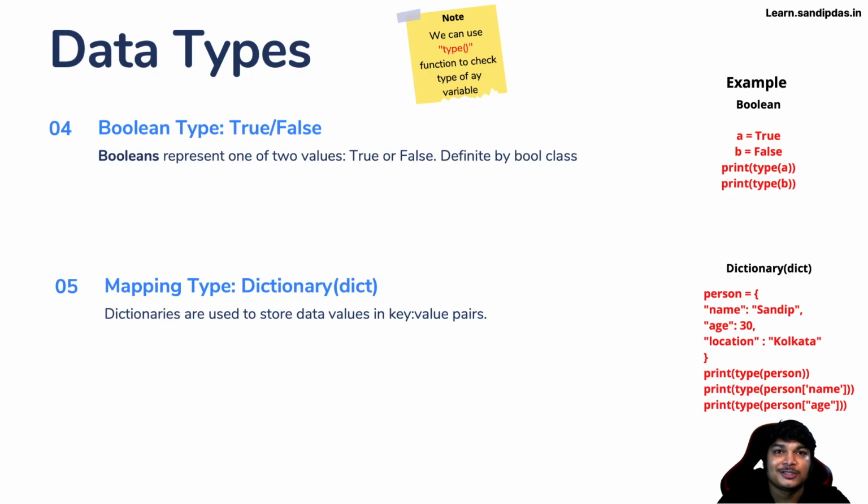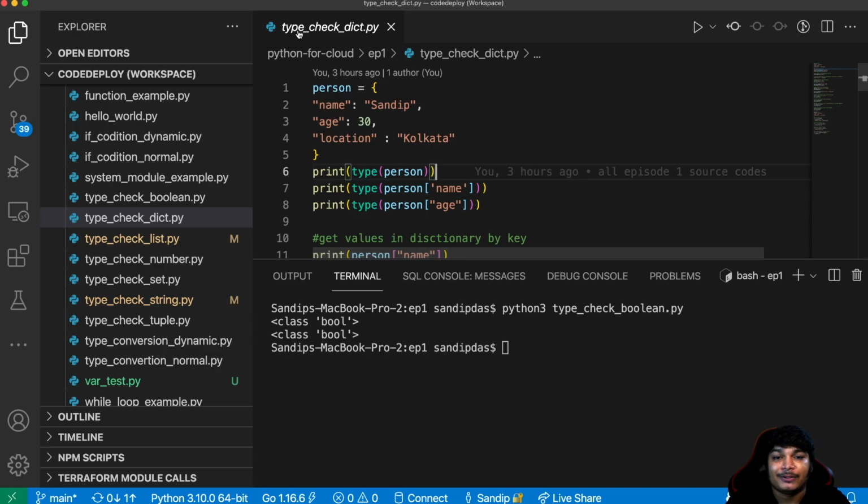Now let's discuss one of the most important types of variable, that is the dictionary, or dict in short. Okay, and dictionaries are used to store data values in key-value pairs. And just as a note, in our next episode we'll be utilizing this dictionary type of variable a lot of times. So learn that very carefully. Now let me show you an example. The dictionary type variable example is in the type_check_dict.py file. Again, you will find it in the git.